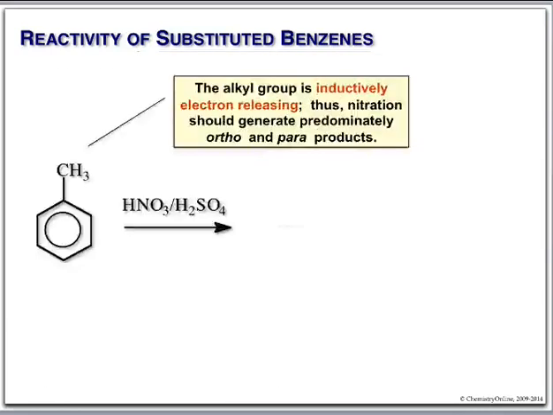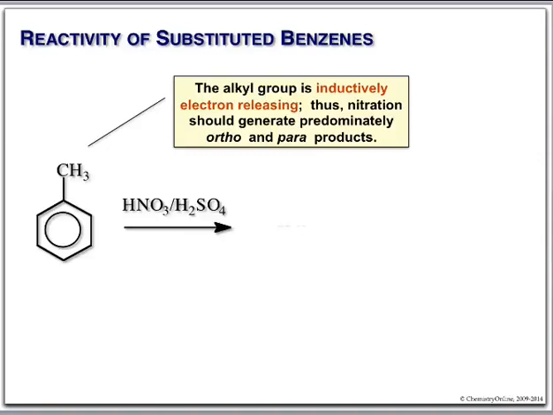All right. So let's look at a real example then. If we take toluene, if you remember our little chart, the methyl group, alkyl groups, are up towards the top. That means that they are activating. Based on our discussion here, if they're activating, they should be releasing electrons in, and they should stabilize the intermediate, leading to ortho and para substitution.